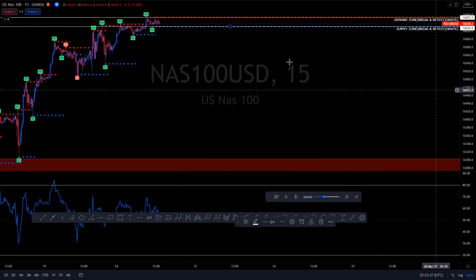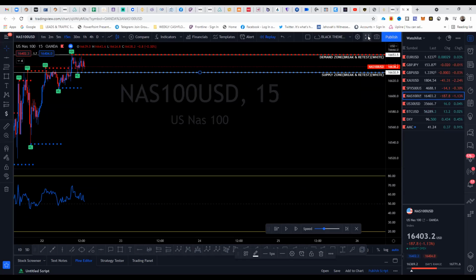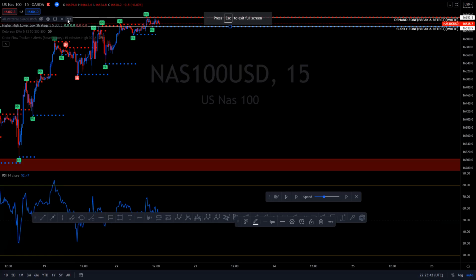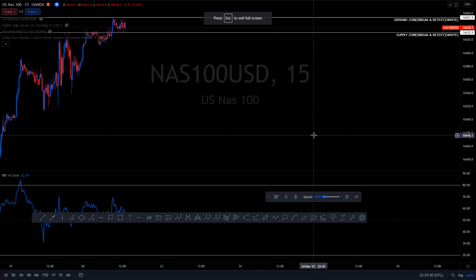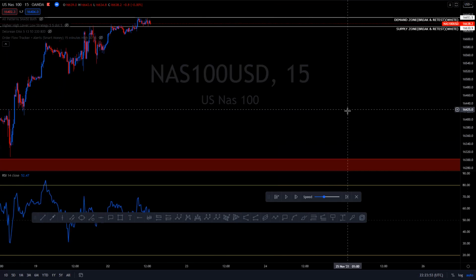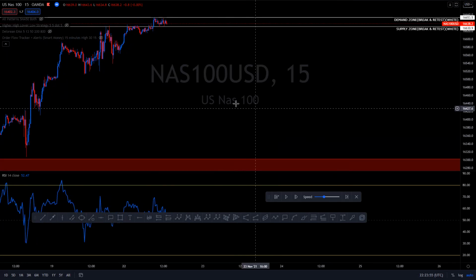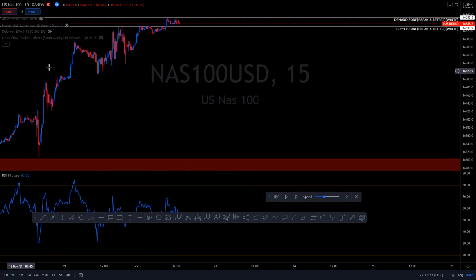So I'm going to save this. Then I'm going to turn this off. And so now what I have done is I've identified the trend. So then the next thing I want to do is locate imbalances in the market using my order block, institutional order block indicator or flow tracker.